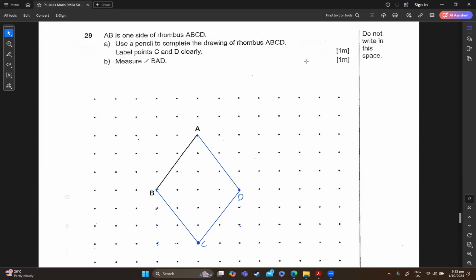So measure angle BAD. Use your protractor and align it properly. You should measure this part over here. So it is 70 degrees. You should get 70 degrees.